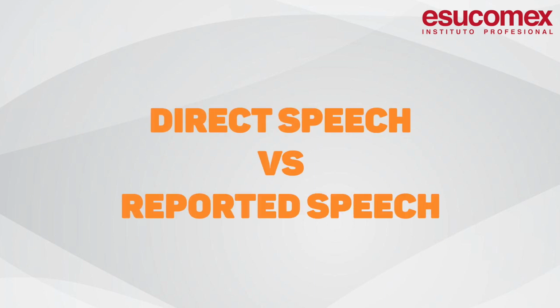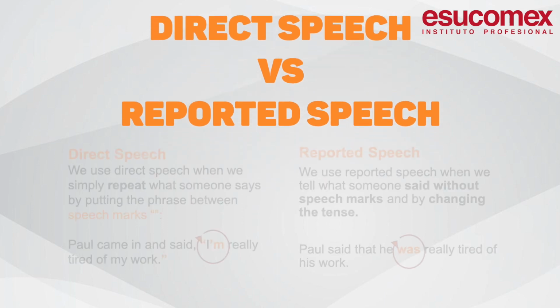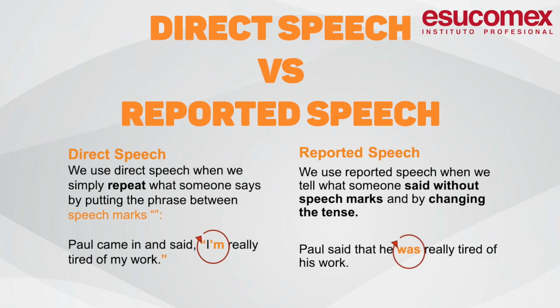Direct speech versus reported speech. Direct speech. We use direct speech when we simply repeat what someone says by putting the phrase between speech marks. Reported speech. We use reported speech when we tell what someone said without speech marks and by changing the tense. Now let's compare the examples.